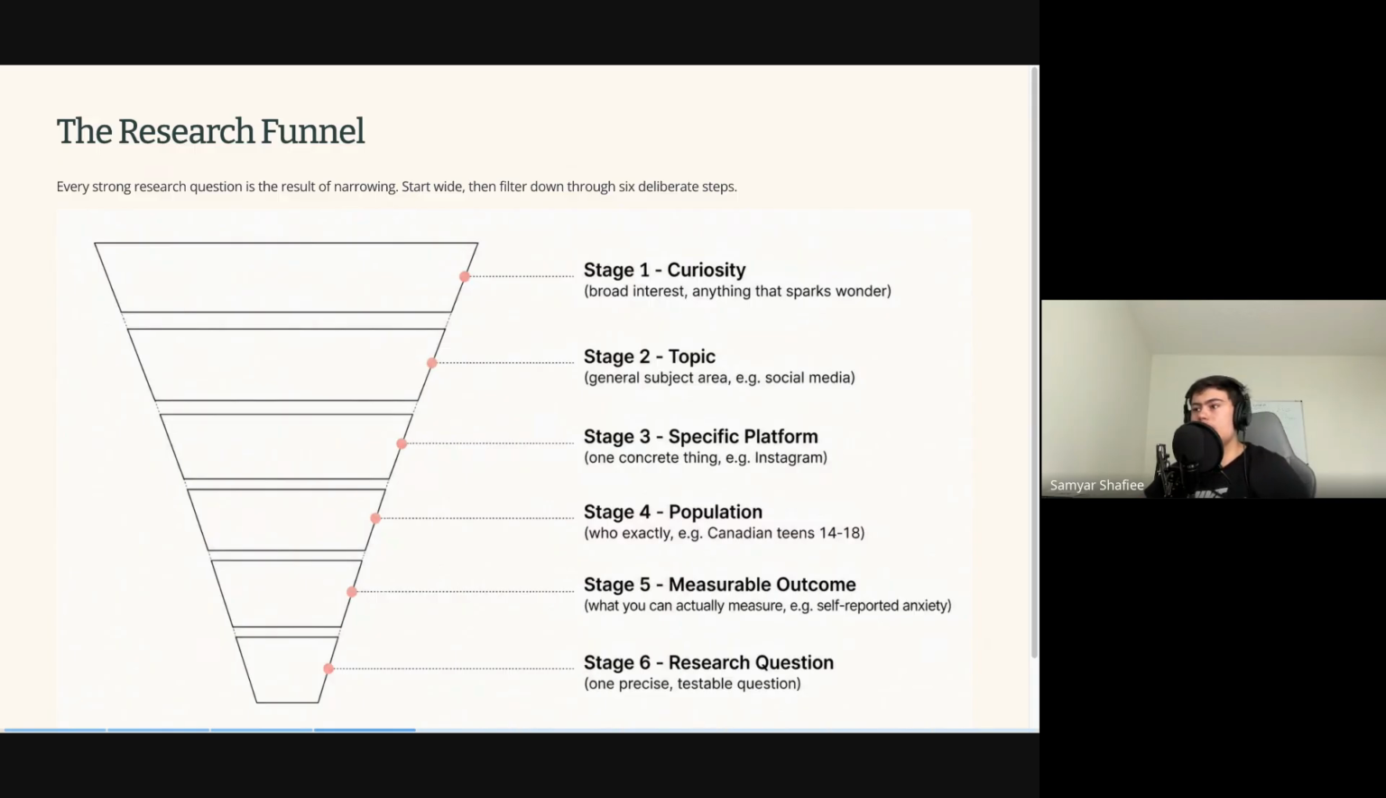So I would like to ask one of you guys to raise your hand, and I want to do this with you. I want to narrow down one of your specific interests. Just raise your hand, and I will narrow down one of your interests using this funnel.